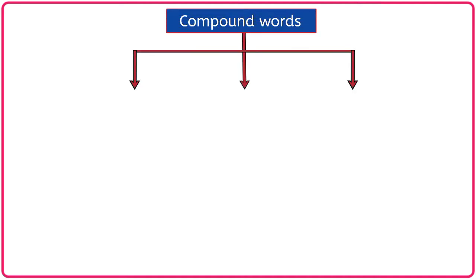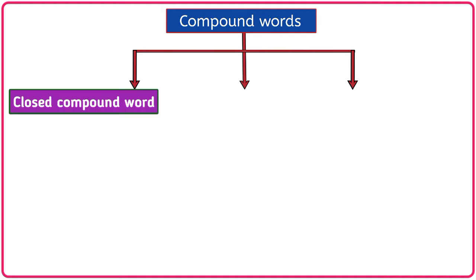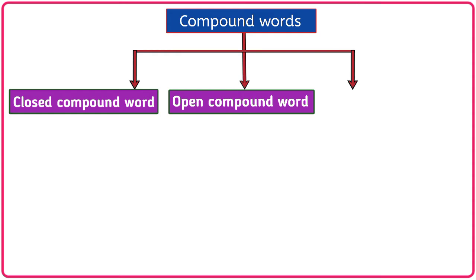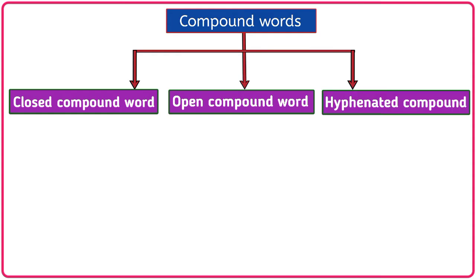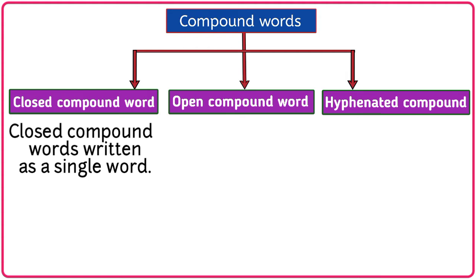Okay, now let's see the kinds of compound words. There are three kinds of compound words. First, closed compound word. Second, open compound word. And third, hyphenated compound word. Okay, let's see the use of them.